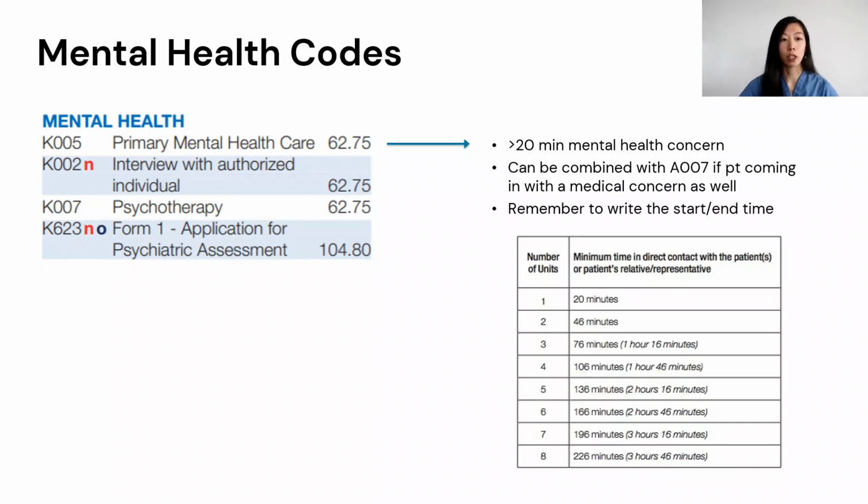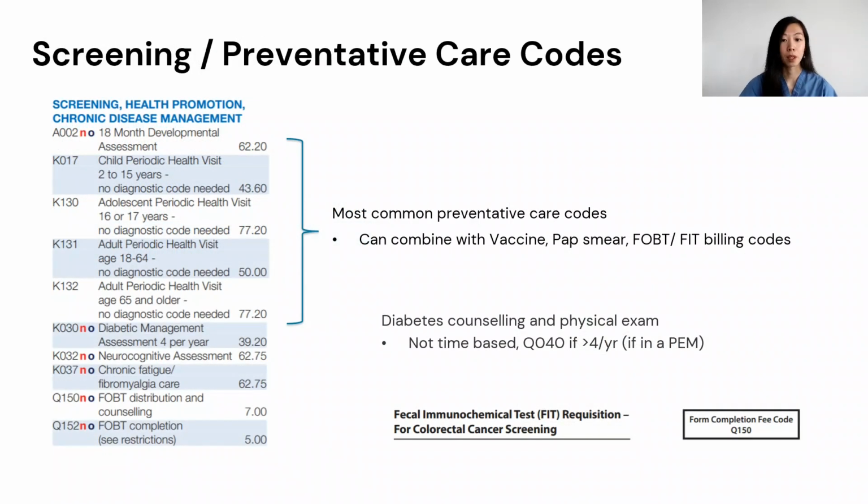So for example, if you saw a patient for 40 minutes, you actually wouldn't be able to bill 2 units of the K005. It's only after 46 minutes that you can bill the K005. So you might as well talk to the patient for 6 extra minutes if you want to bill 2 units of that billing code. And I've included this chart here for reference so that you can refer back to it when you do become a staff yourself. Okay, so screening and preventative care codes.